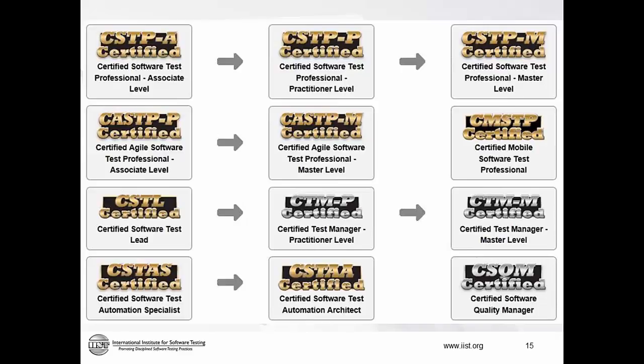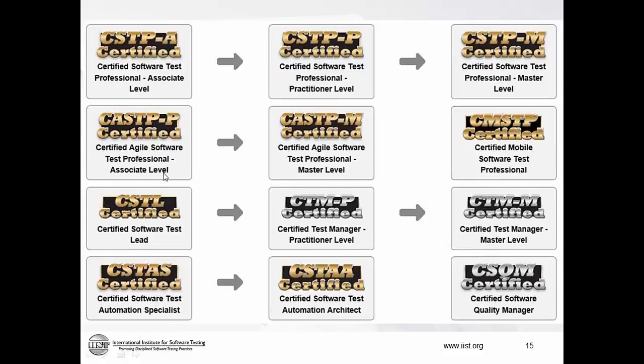And they are grouped. The first line here is what we call general testing certifications. It's called Certified Tester Professional. We have associate level, practitioner level, and master level. Now you go to the second line, where we have 2 certifications in Agile. Certified Agile Software Tester Professional has associate level and master level.